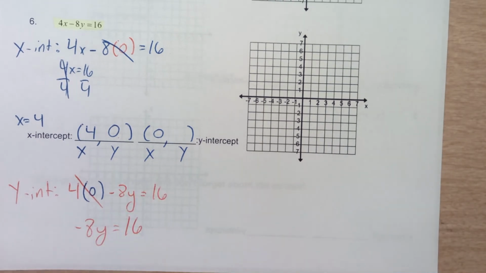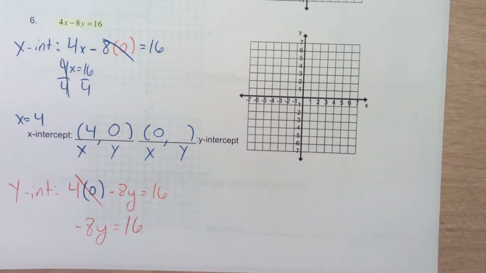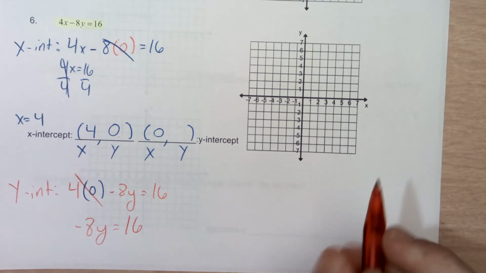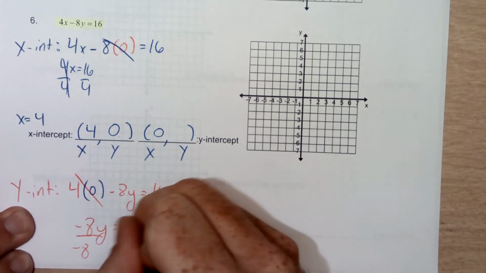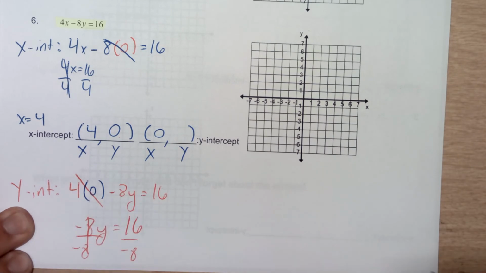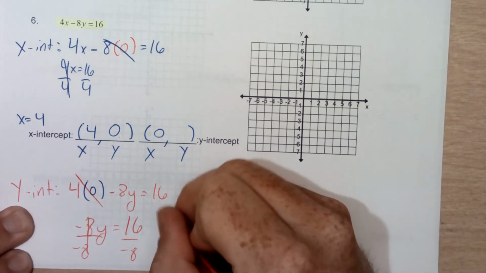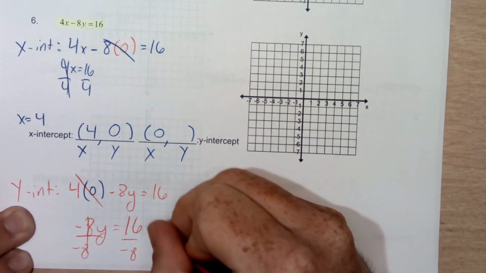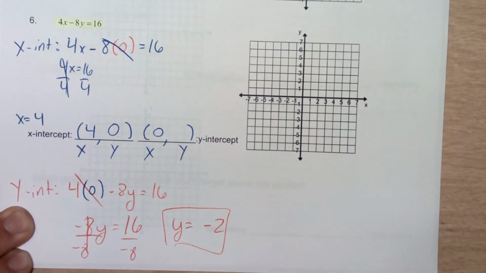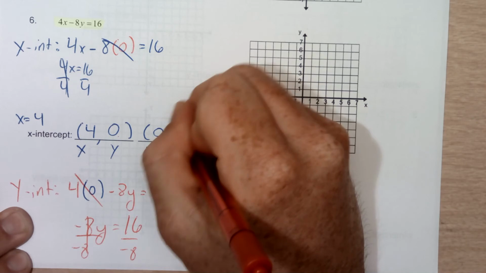And just like all the other ones before, I know that that negative 8 is multiplying my y, and I need my y by itself. So in order to get rid of that negative 8, or to move it to the other side of the equal sign, I need to do the opposite, and the opposite of multiplication is division. So I'm going to just divide both sides by negative 8. So those cancel out. I'm left with y equals, and 16 divided by negative 8 is negative 2. Okay. So then my y-coordinate is going to be a negative 2.